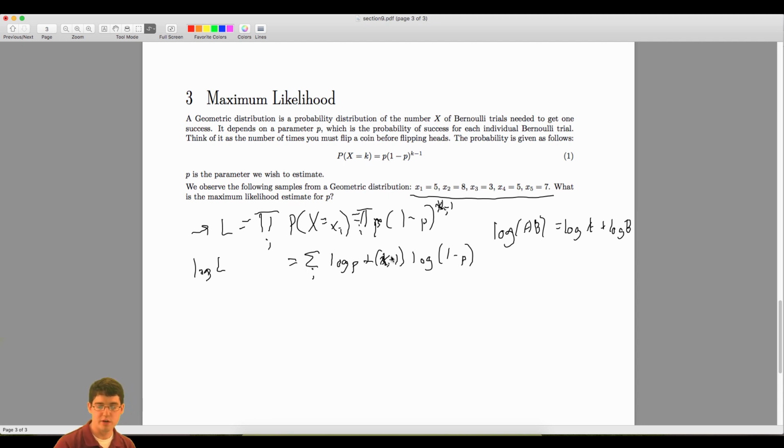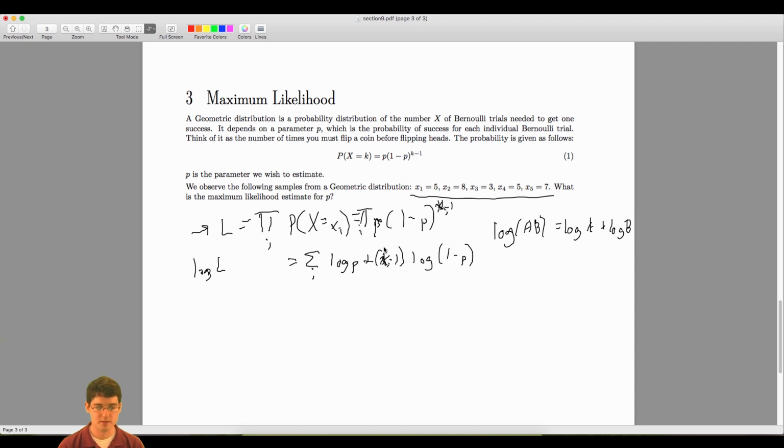Okay, so now that we've turned it into a log likelihood, which is really just for convenience, we want to find the maximum. The reason we're able to do this with the log is that a log is a monotonic function, and the thing that maximizes the log is always going to be the same as the thing that maximizes the original probability. So anything that makes the log higher is also going to make the original probability higher. So we want to find the p that maximizes this.